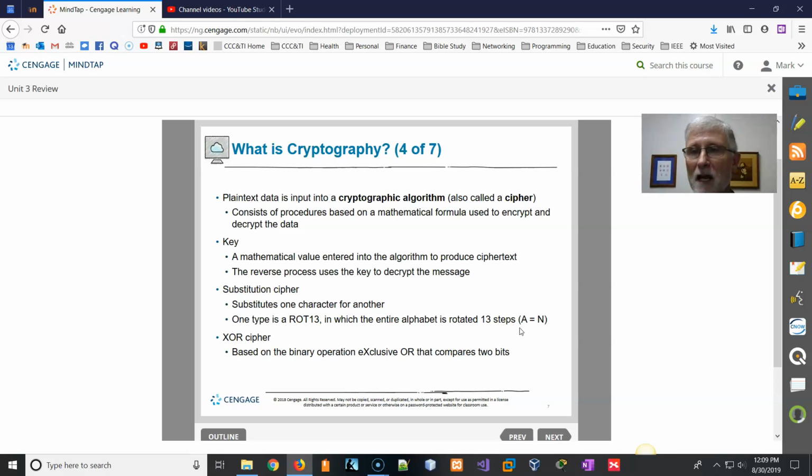Now, there are two different types of ciphers out there. There's a substitution cipher, which basically substitutes one character for another. And there are a couple of different types. One type is ROT13, in which the entire alphabet is rotated 13 steps, so the letter A actually becomes the letter N. Or there is the XOR cipher, which is based on the binary operation exclusive OR when it compares two bits of information.